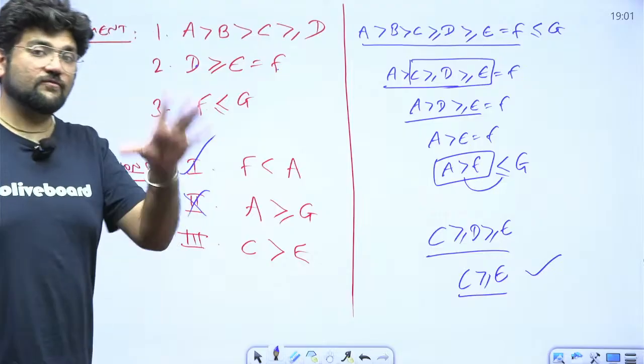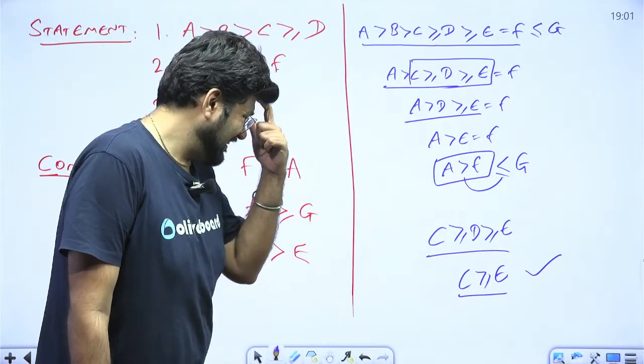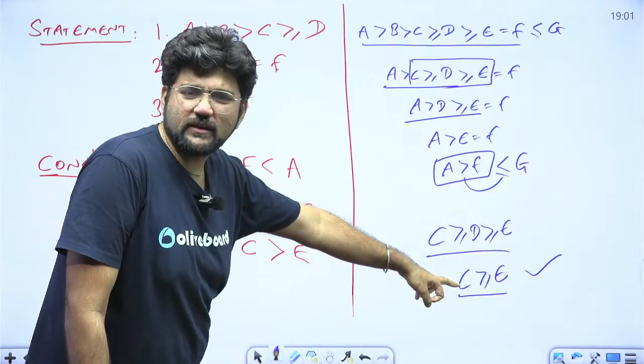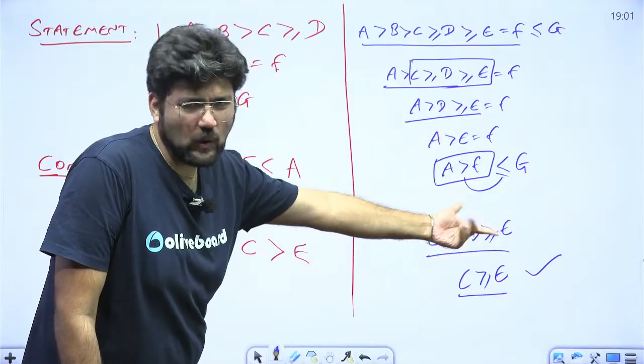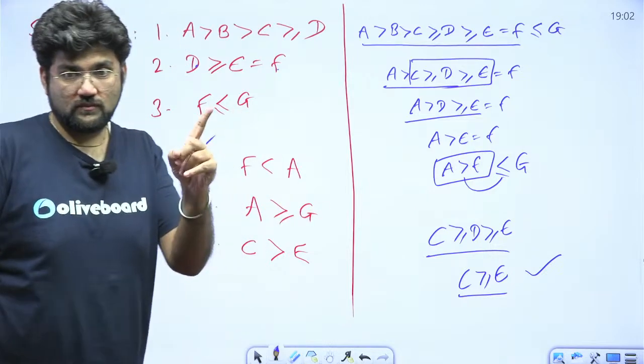Now, another confusion I have picked up here for students. Common confusions which you guys have. You will think that if C is greater than equal to E, that means C is either greater than E or equal to E. Here they are saying C is greater than E. So yeah, why not? No.